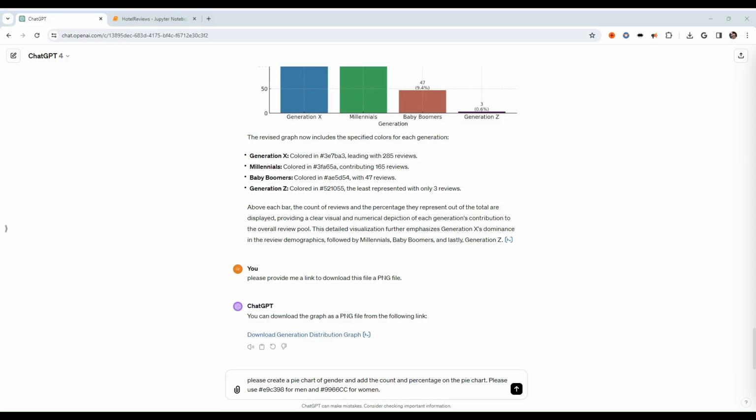Now let's take a look at reviews by gender. Please create a pie chart of gender and add the count and the percentage to the pie chart. Please use a certain color for men and a different color for women, and I'm giving it the specific colors. Now, what's interesting is our data lists gender as M and F, so male and female, but I'm referring to that as men and women. So ChatGPT is going to have to interpret that information to get it right.